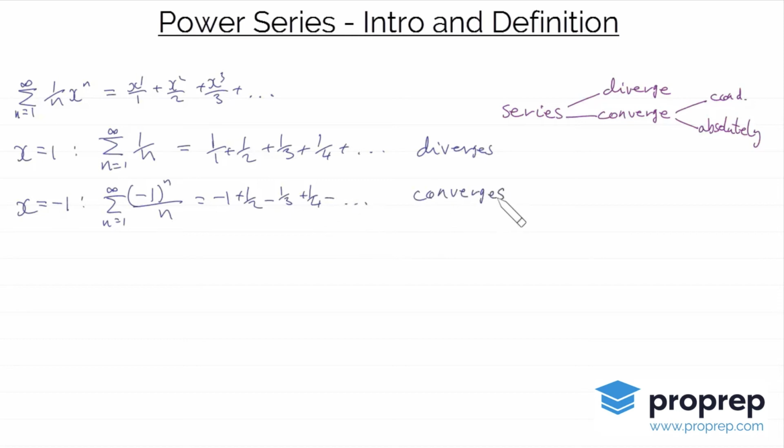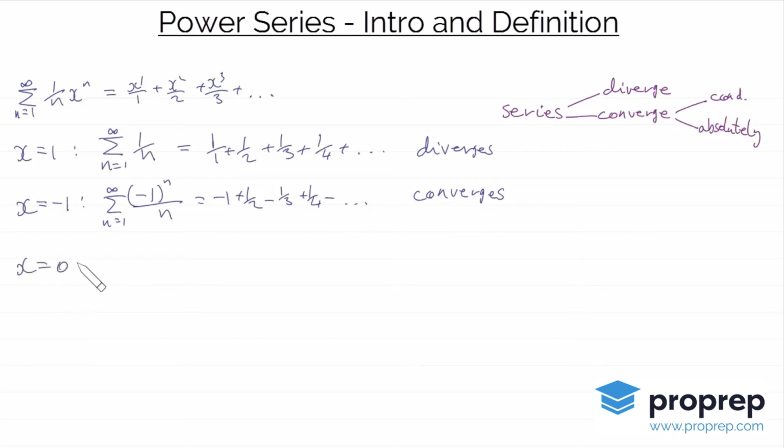Won't get into too much detail, but if you remember series, this is an alternating Leibniz series. It's plus minus, and so on. And if I ignore the sign, it's a series that decreases and goes down to 0. 1, 1/2, 1/3, 1/4, keeps getting smaller and smaller and tends to 0.